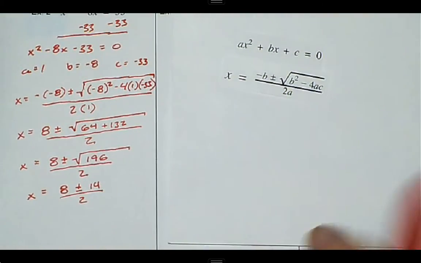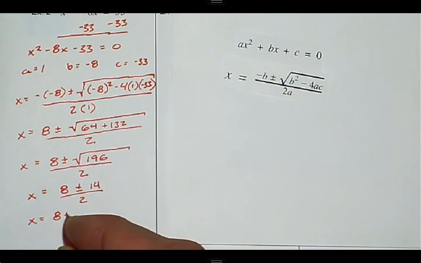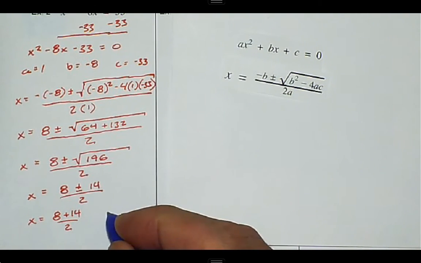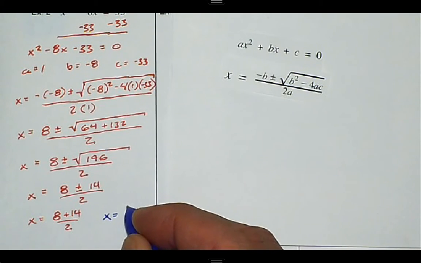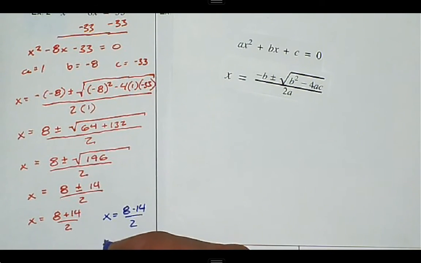So what we have to do is say x equals 8 plus 14 divided by 2. And we also have to do x equals 8 minus 14 divided by 2. So 8 minus 14 is negative 6 divided by 2. So x is going to be equal to negative 3 there. And 8 plus 14 is 22 divided by 2. That's x equals 11 there. So those would be our two solutions.